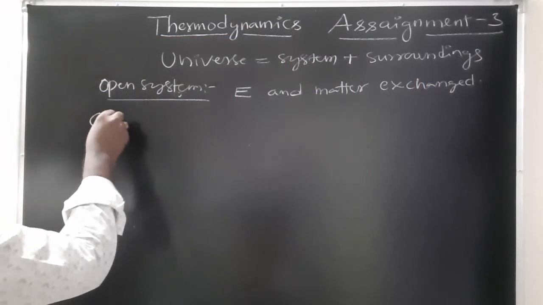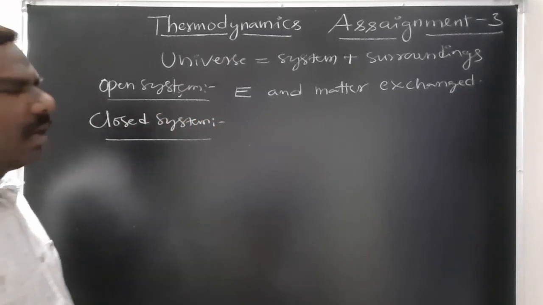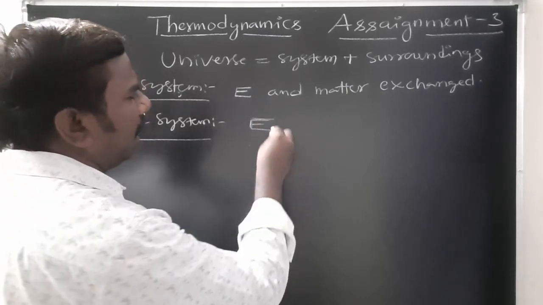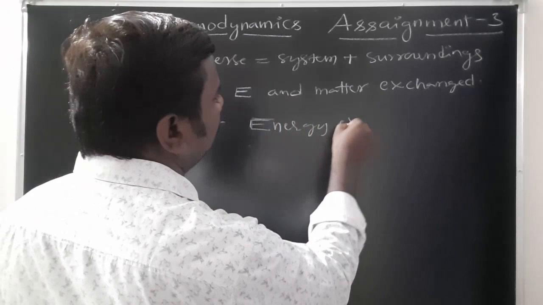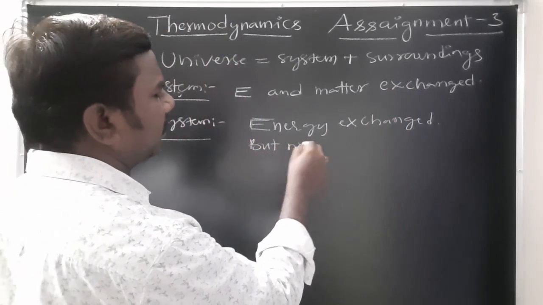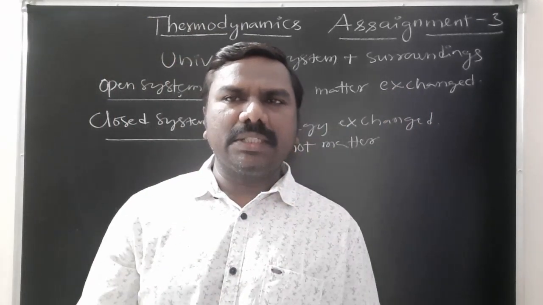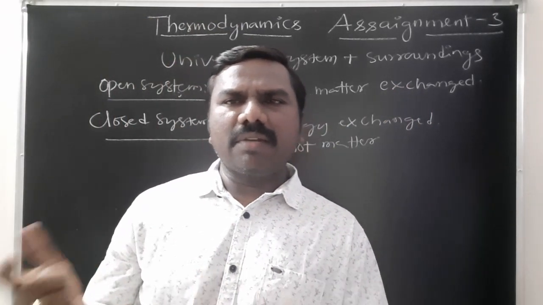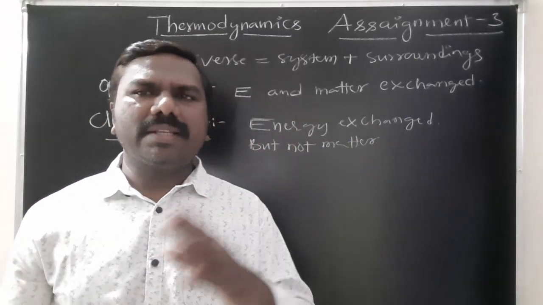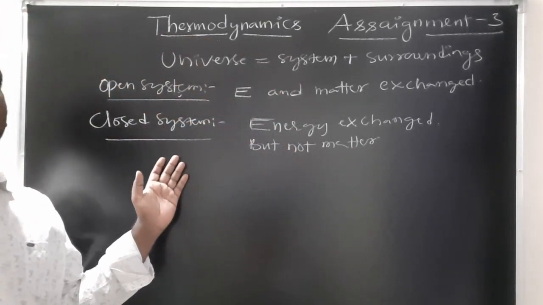Next, closed system. If you observe a closed system, only energy is exchanged, but matter is not exchanged. The reason is, if you take a closed vessel and keep it outside, it will be heated, otherwise cooled, but the content inside will not be exchanged with the outside atmosphere. Hence, it is called a closed system.